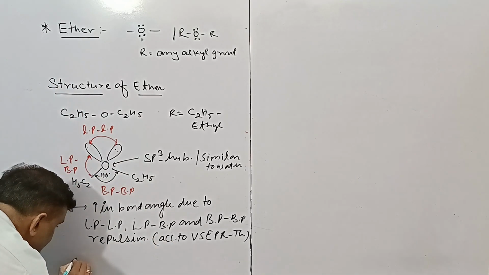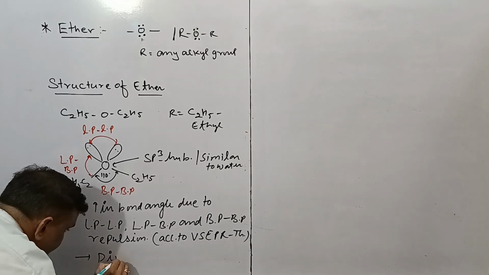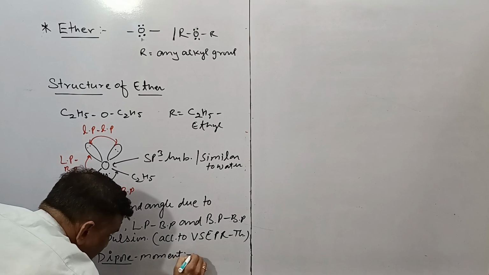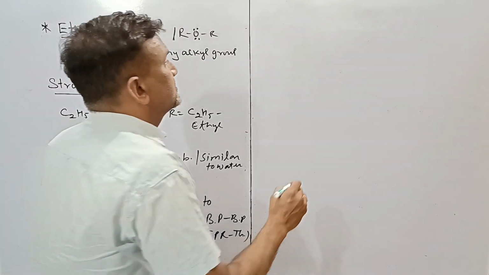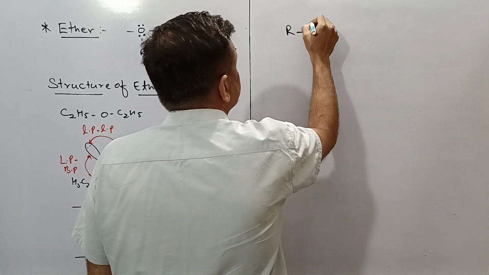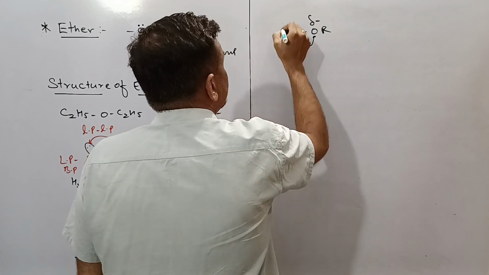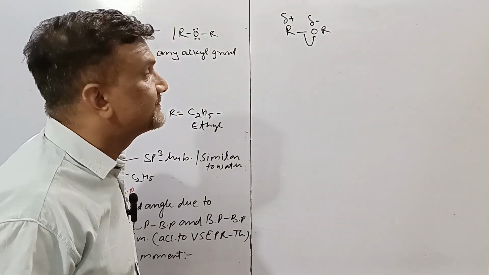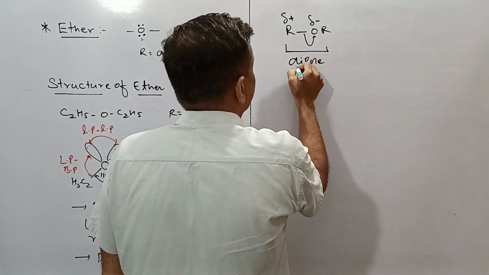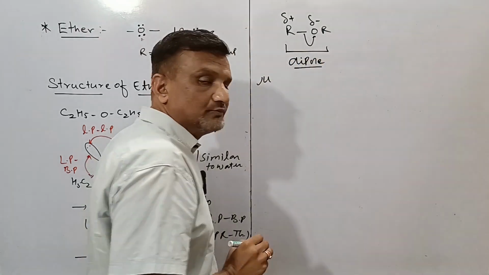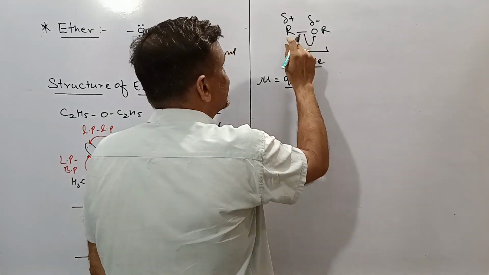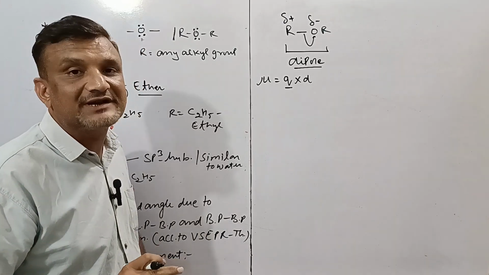If we go with the dipole moment, some of the students still don't know the meaning of dipole moment. So suppose this is the ether molecule. The electronegativity of oxygen is larger, so here there will be a partial negative charge and here a partial positive charge. It acts as a dipole, and the dipole moment is denoted by mu. Mu is equal to q into d, where q is the charge and d is the distance between the positively and negatively charged species.